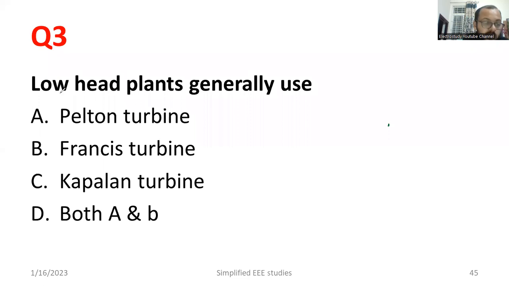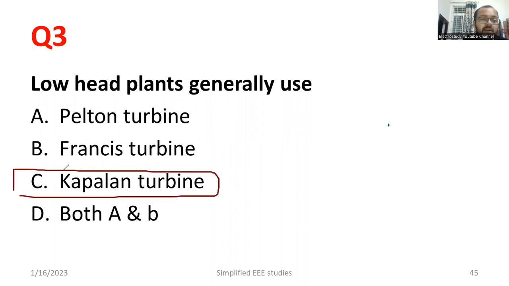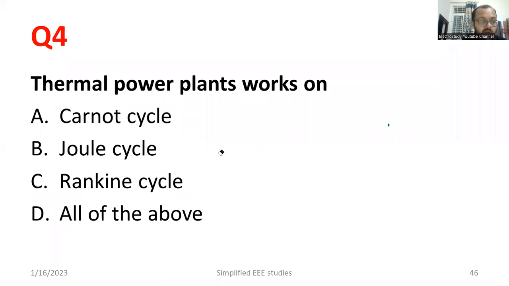Moving on to the third question, low head plants are generally used. There are different types of plants: high head plant, low head plant, medium head plant. For low head plant, always remember that you need to use Kaplan type turbine. For high head plant, you need to use Pelton type turbine. For medium head, it is better to go for Francis turbine. This thumb rule you need to remember.